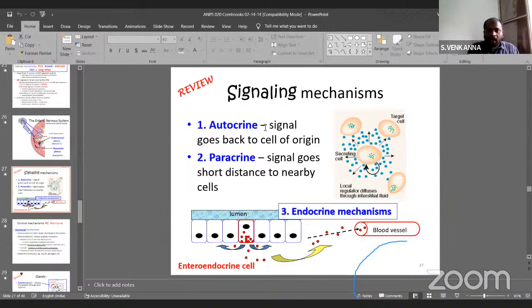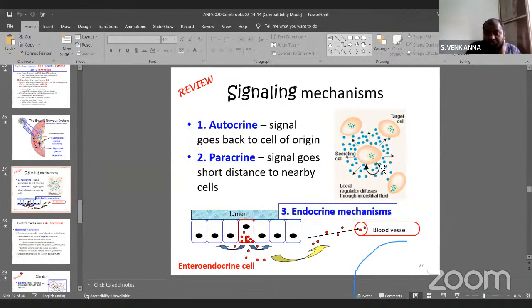Autocrine: the signal goes back to the cell or organ itself. It is called autocrine. Paracrine: the signal goes a short distance to nearby cells. Short distance. See, these are the signaling cells and target cells.